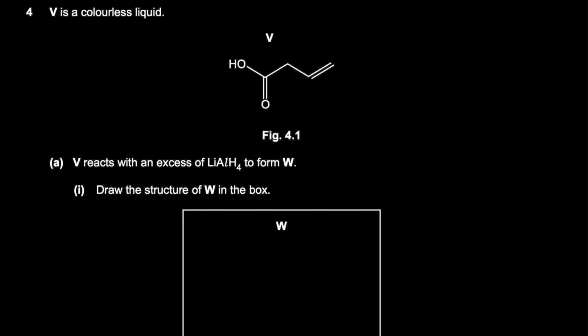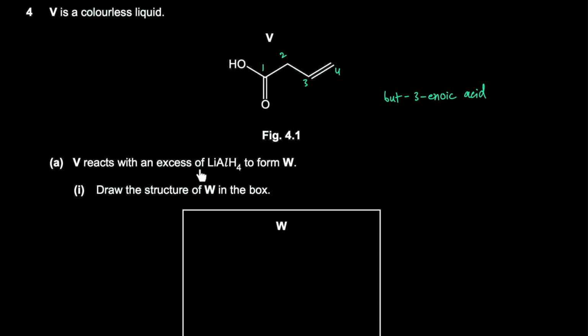So here we have question number 4, which says V is a colorless liquid. They've given us the structure of V over here, so let's try naming this compound. Here we have a 4-carbon chain. The priority should be given to the carboxylic acid, the carboxyl group. So we have a 4-carbon chain, that is but-, 4 carbons. We have a double bond on carbon number 3, so but-3-ene. And then we have a carboxylic acid group. We don't have to number that because it's implied that it's on carbon number 1, because it'll always be at the end. So but-3-enoic acid.